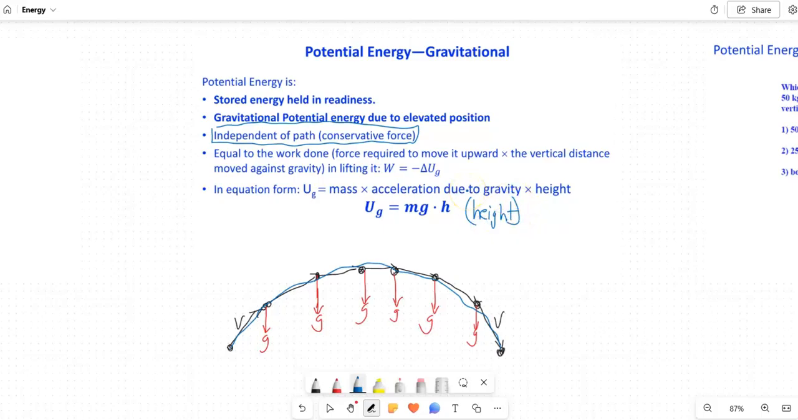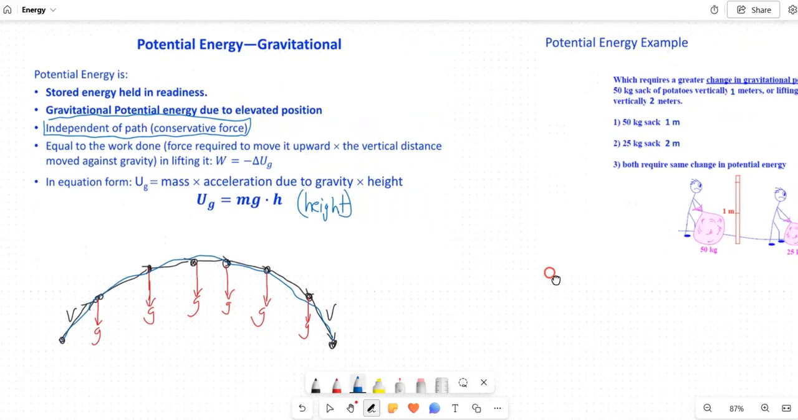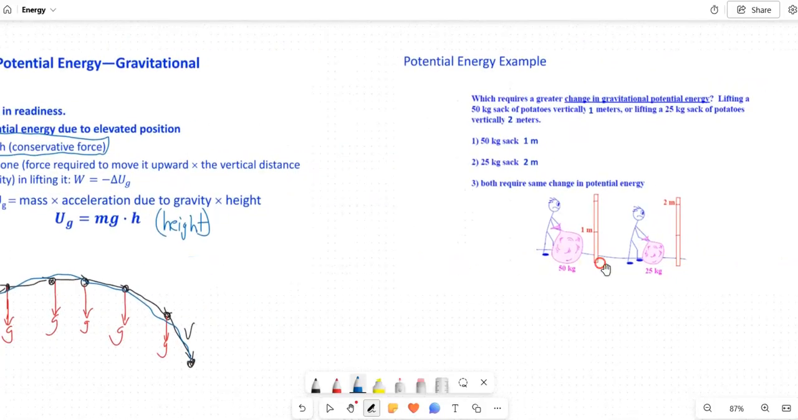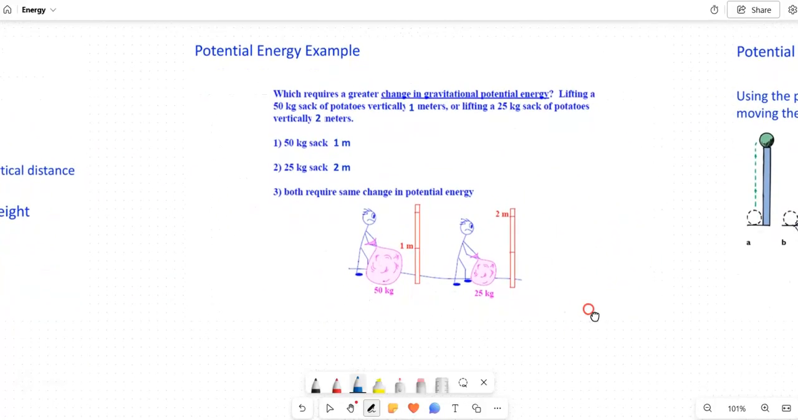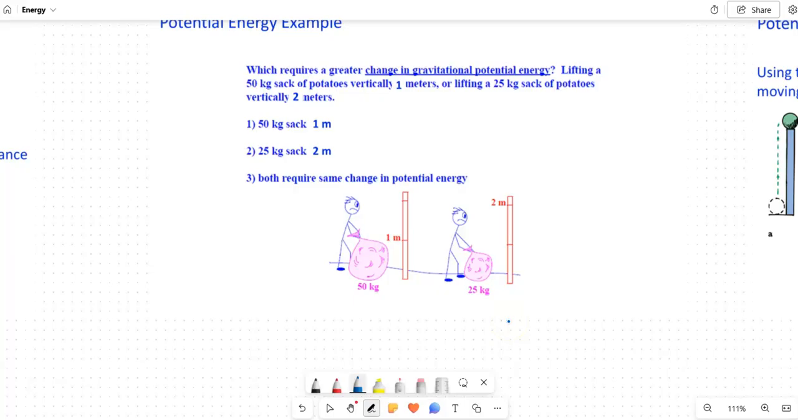The higher up something is, the more potential energy it has due to gravity. Okay? Now let's test your understanding of potential energy due to gravity. Which requires a greater change in gravitational potential energy?